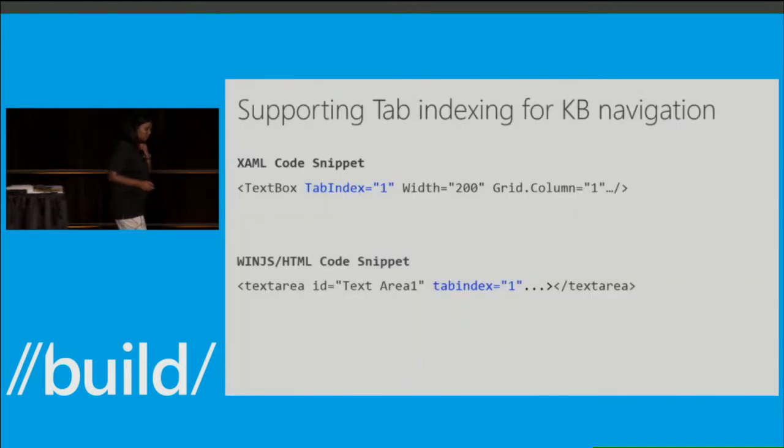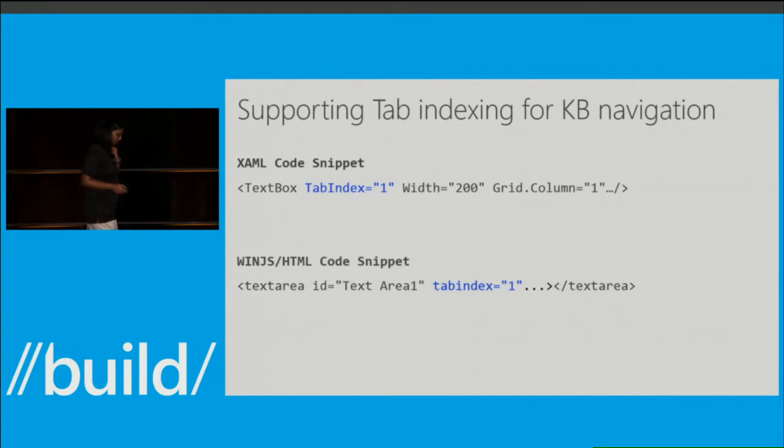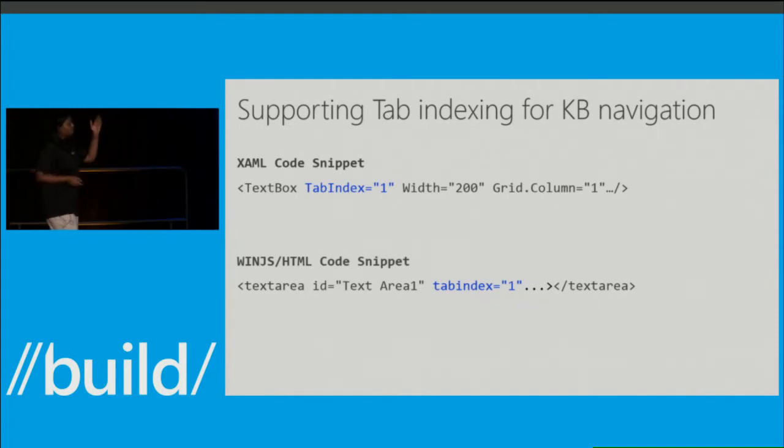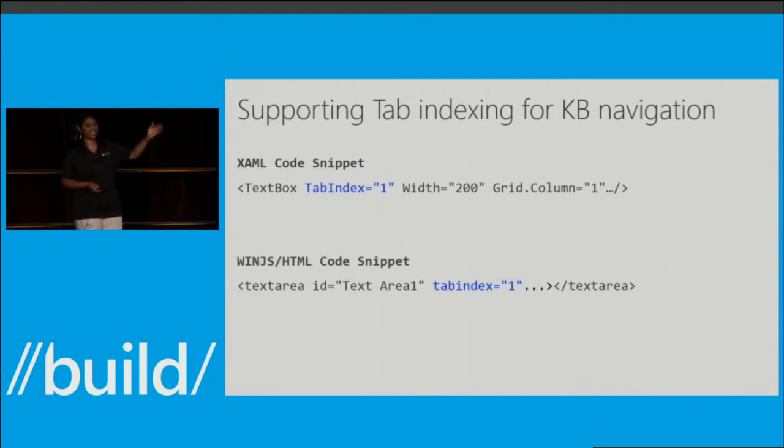So the first thing we talked about was the keyboard navigation. And then in my demonstration, I went and actually fixed the order in which the elements were declared in XAML. I also talked about how, if you do in fact want custom tabbing order, you can use the tab index property to set the tab order explicitly. There's the XAML code snippet, and then there's also the WinJS HTML snippet for your quick reference. It's almost exactly the same thing. You set the tab index in both.